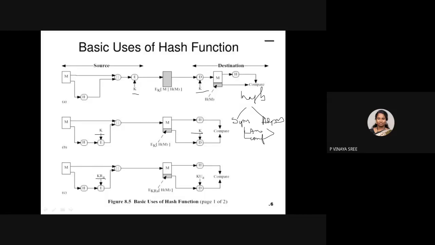In this diagram we are using an asymmetric scheme. Asymmetric means we'll be using two keys, one is the private key and the other one is the public key. So for providing authentication, for providing a digital signature, the message will be sent to the hash function first. Then the hash is encrypted with the private key of A. This is A, this is B.